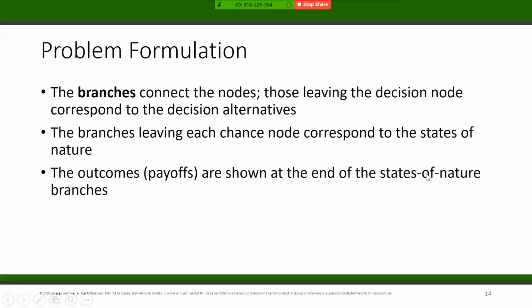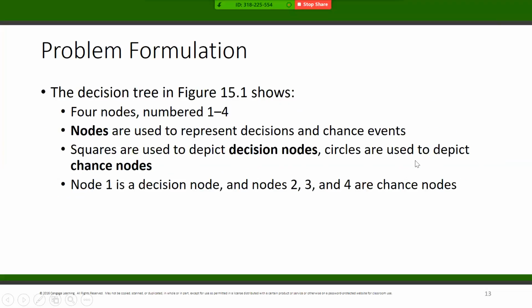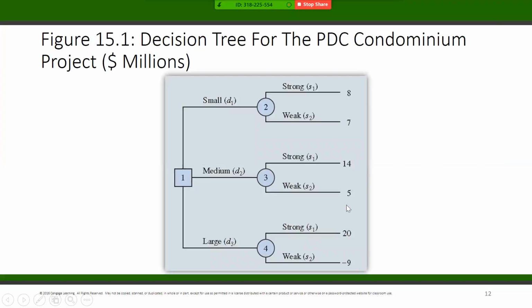Now the branches connect the nodes, and those leaving the decision node correspond to the decision alternatives. The branches leaving each chance node correspond to the states of nature, so the S1 and S2. And the decision alternatives are going to be D1, D2, and D3. Now the outcomes or the payoffs are shown at the end of the states of nature branches. So kind of like, I guess you would say, the leaves out here.